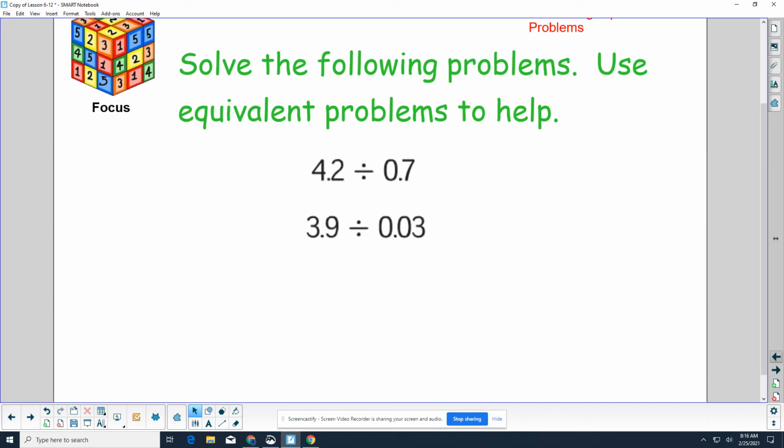Okay, hopefully you've had a chance to try. And so I want you to see if we get the same thing here. So first I'm looking at my divisor. I know I need to bump up 1 place value or multiply by 10, and that gets me 7. So I've got to do the same here. And so I'm going to actually go this way, and I'm going to get 42.